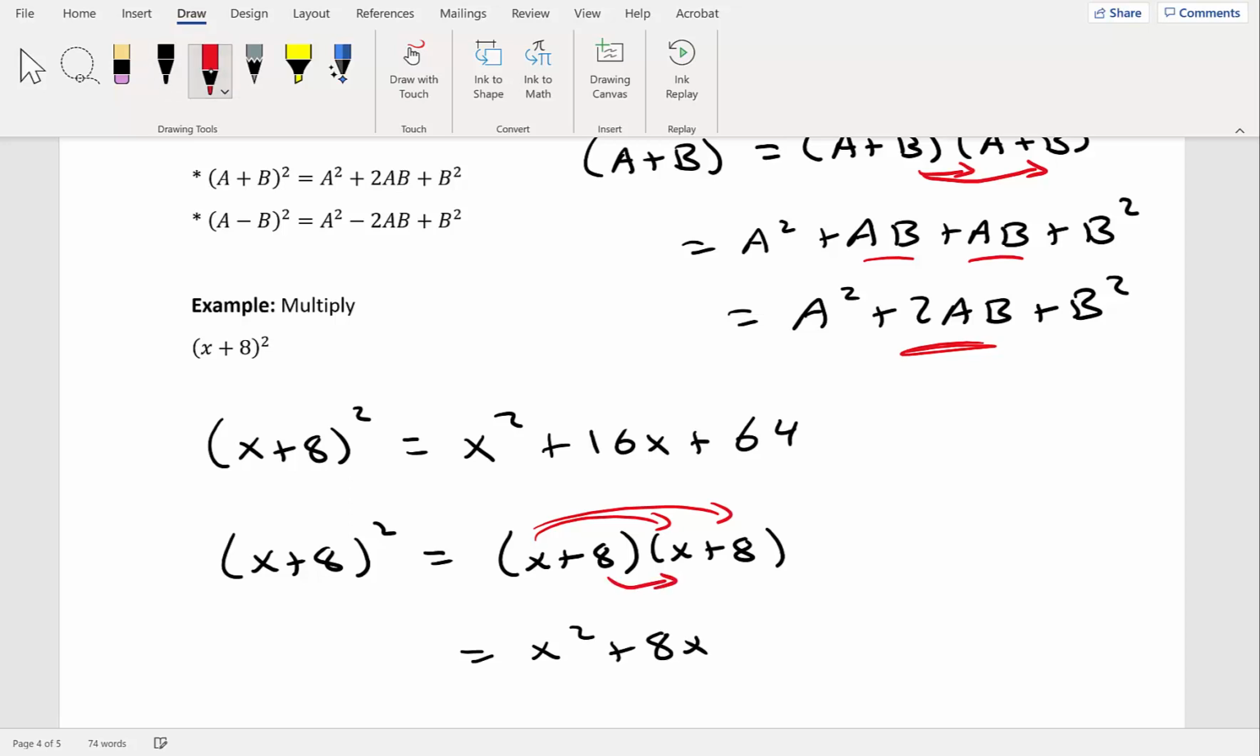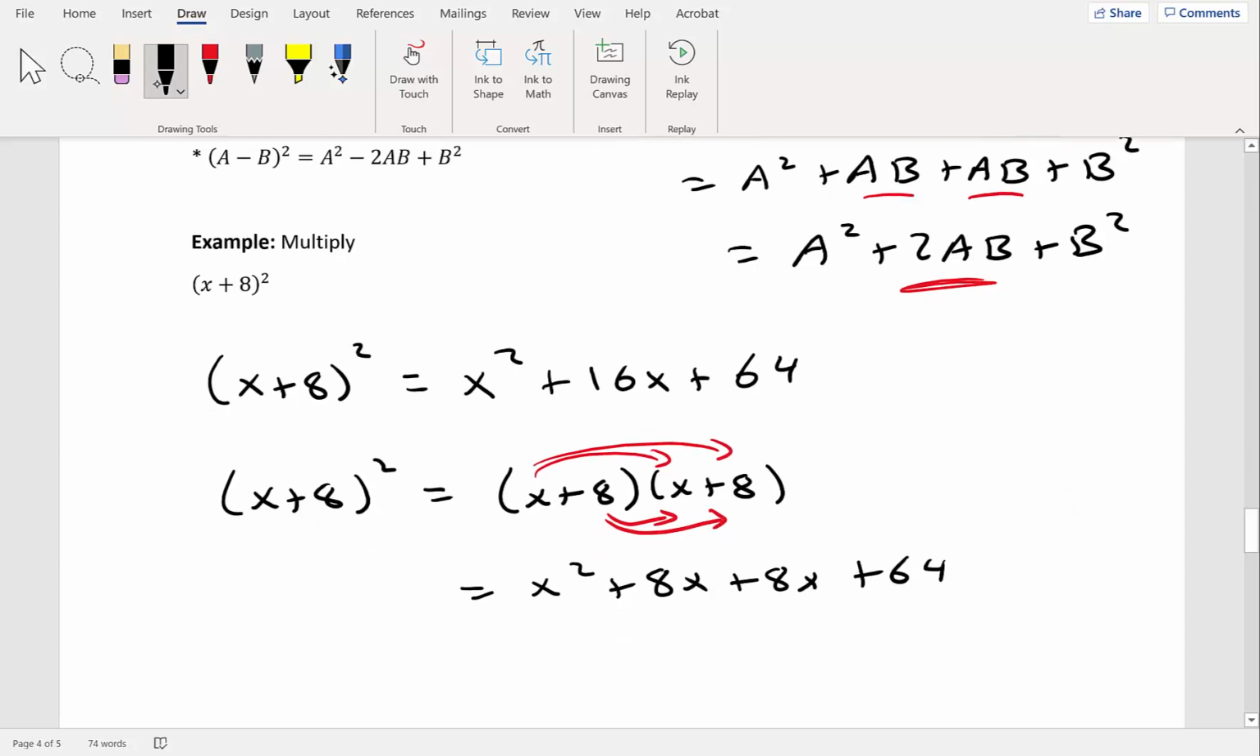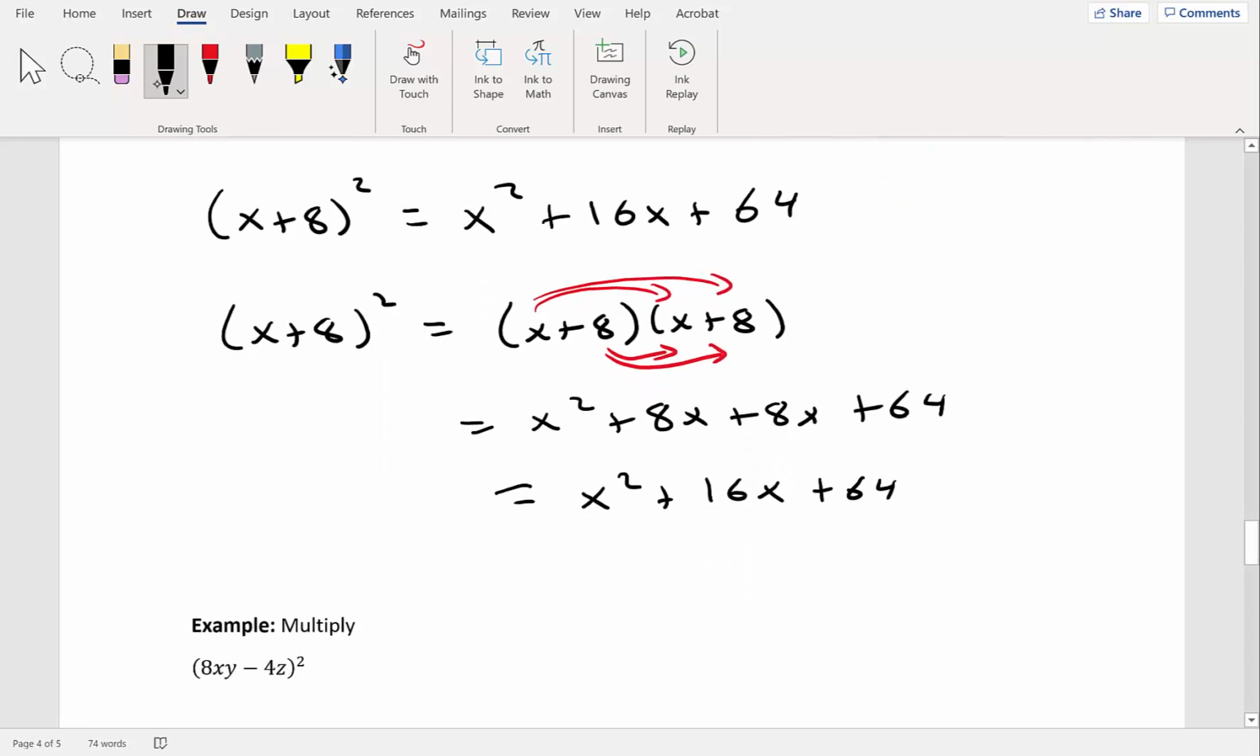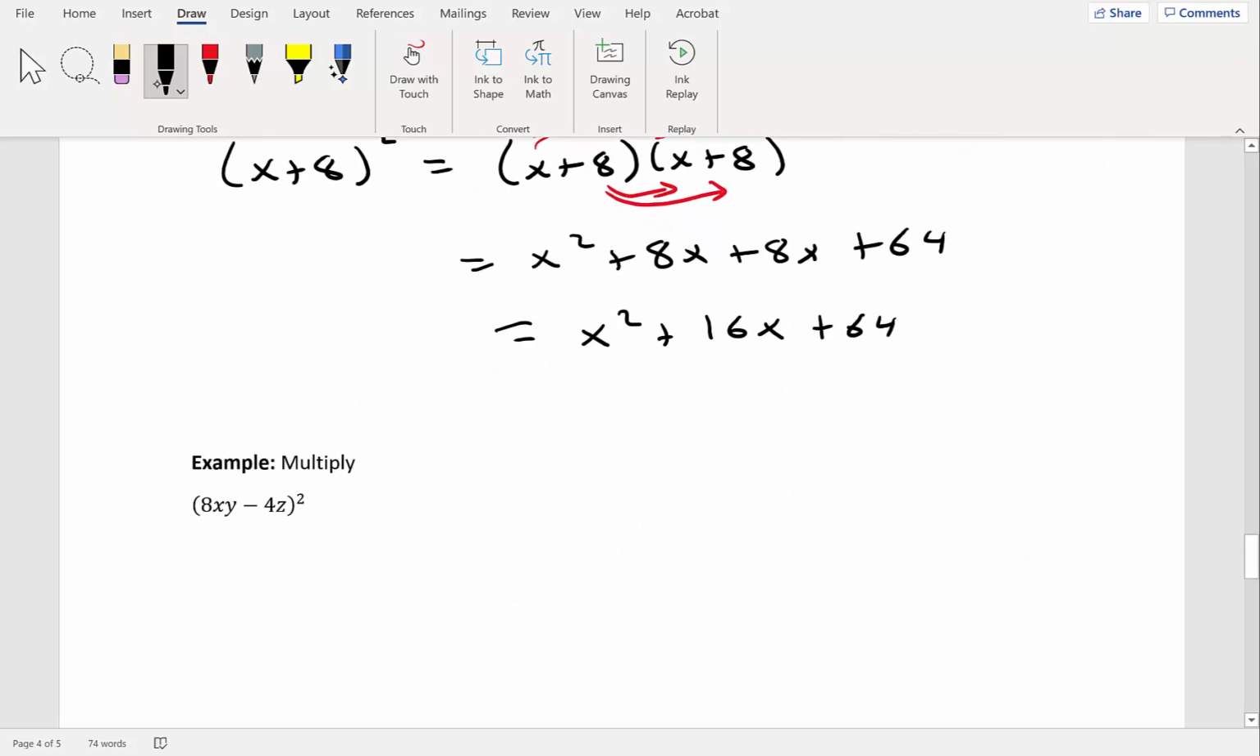Now take your 8 and distribute out to each one of these as well. So 8 times x, I get 8x. 8 times 8, I get 64. But now notice we have some like terms. I can combine the 8x and 8x with each other. I get x squared plus 16x plus 64. And we end up with the same solution. Let's take a look at this next one. So we have 8xy minus 4z squared.